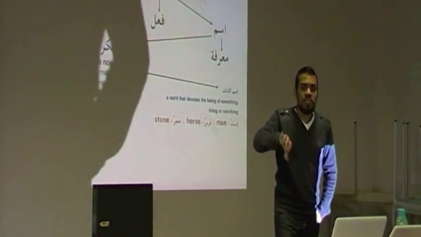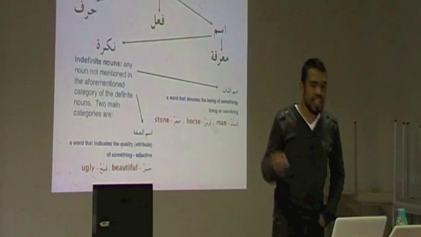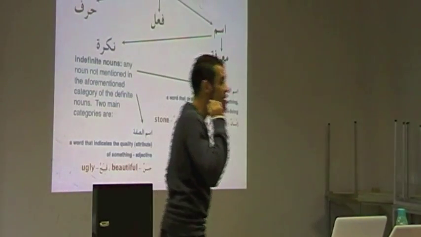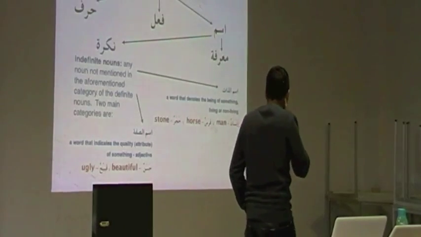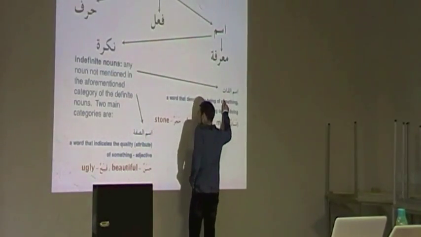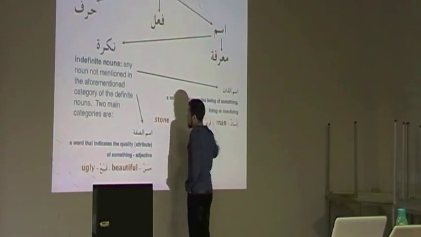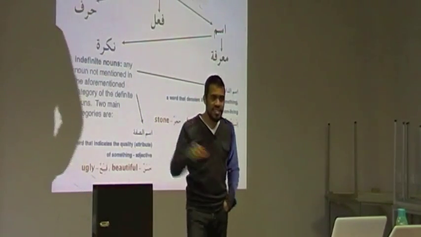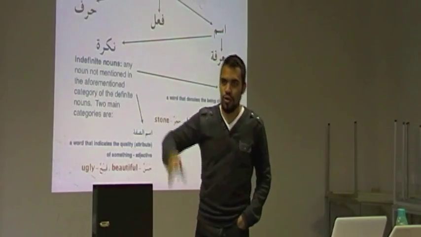Then when you describe them, you get something called ismu sifa. So what's the first category? First category. Ismu dhat. Everybody? Again? Okay. What does it do? It denotes the being of something, the existence of something. A man, a table, a horse.